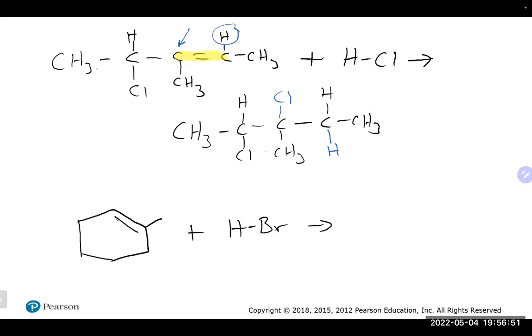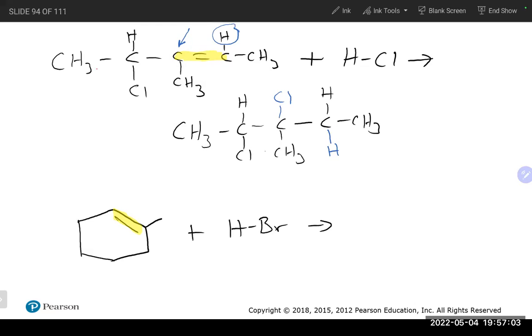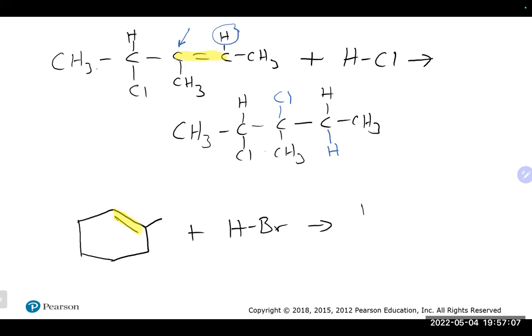Now we have a ring structure over here where, once again, we're not going to be so concerned about it other than our double bond that's in there. Just like we did above, we're simply going to redraw it and make it into a single bond. If we do that, it looks exactly the same. It also still has our methyl group hanging off of there.